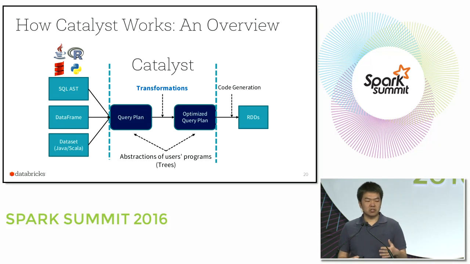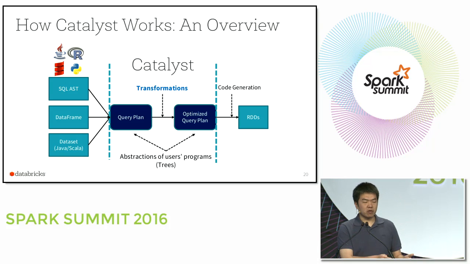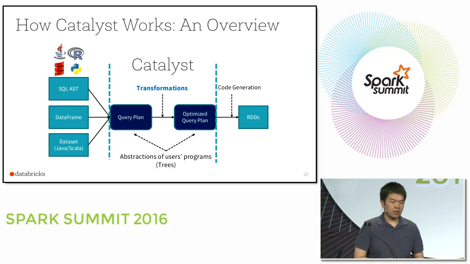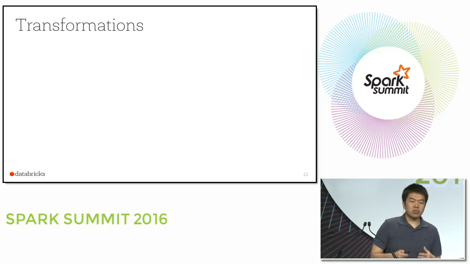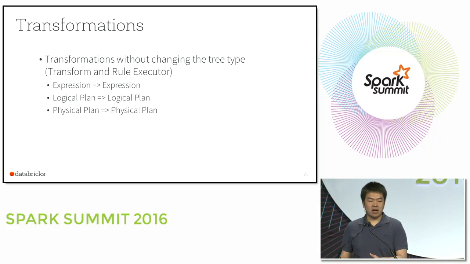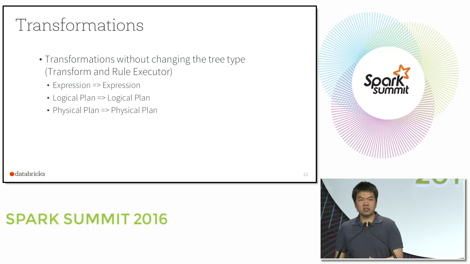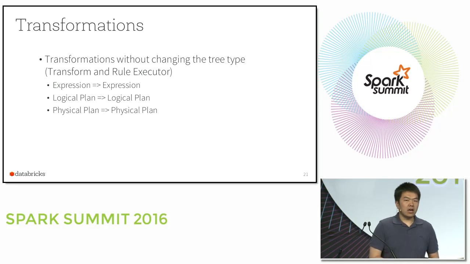OK, so now I have introduced the trees, which are the abstraction of a user's program. So let's look at transformations: how we transform a tree to another tree. In Catalyst, there are two kinds of transformations. The first kind is used to transform a tree to another tree of the same type. So you can use this kind of transformation to transform an expression to another expression, a logical plan to another logical plan, and a physical plan to another physical plan. And in Catalyst, there are two ways to implement this kind of transformation.